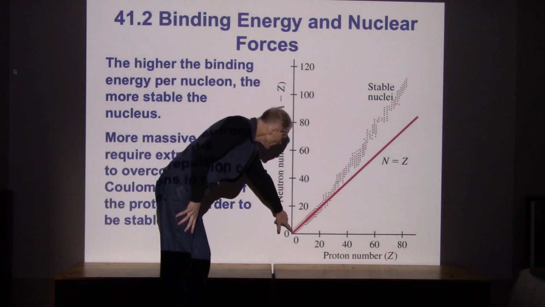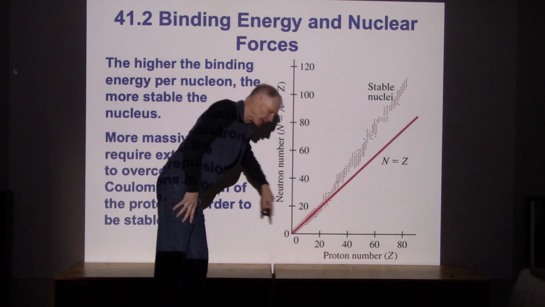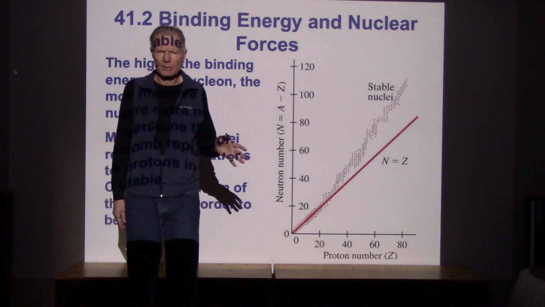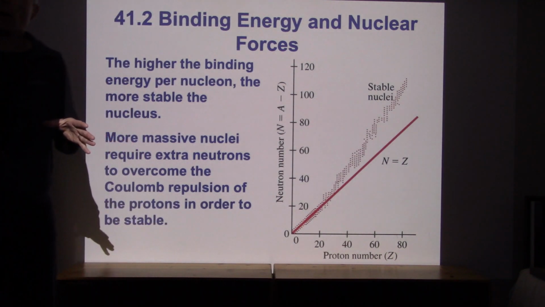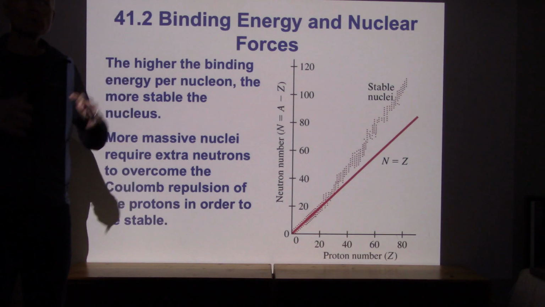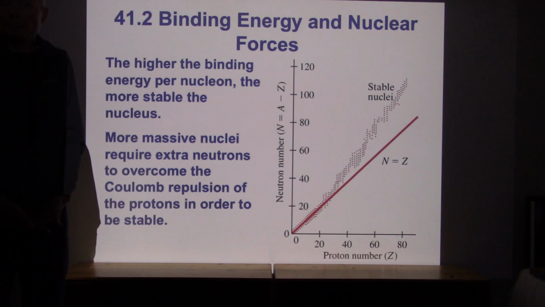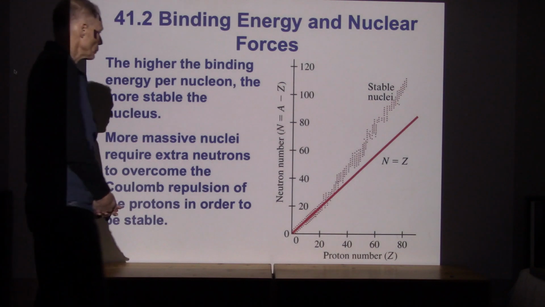We find that from hydrogen all the way up to element 20, which is calcium, the most stable isotopes are the ones that have equal numbers of protons and neutrons. So you think helium-4, carbon-12, oxygen-16, calcium-40, those are the most stable isotopes.